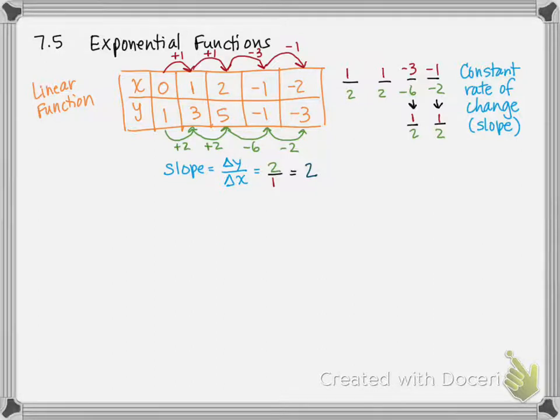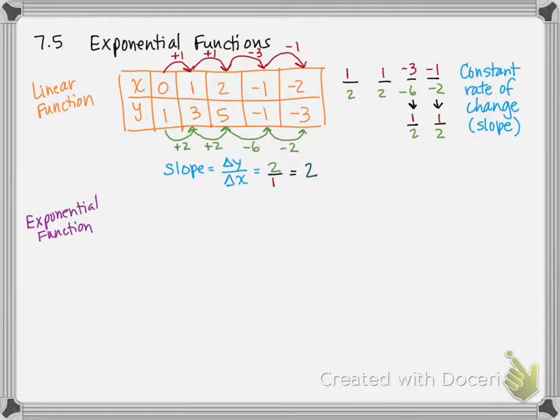So that's what you're going to get with linear functions, okay? It's a constant rate of change from one ordered pair to the next. So that's how they form a line. All right, let's look at our next one, which would be the exponential function. How does it differ from a linear function?